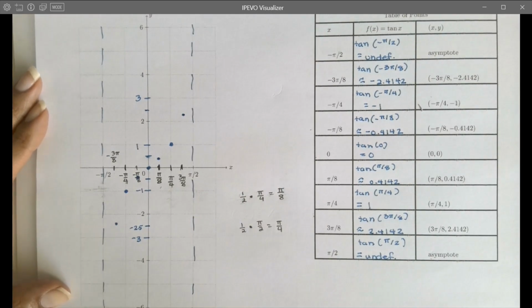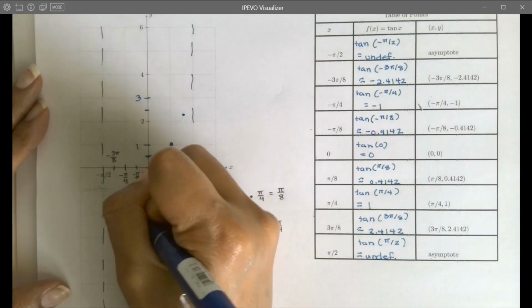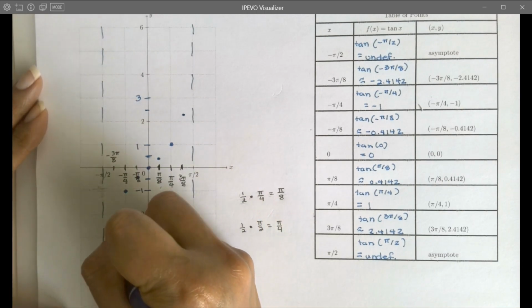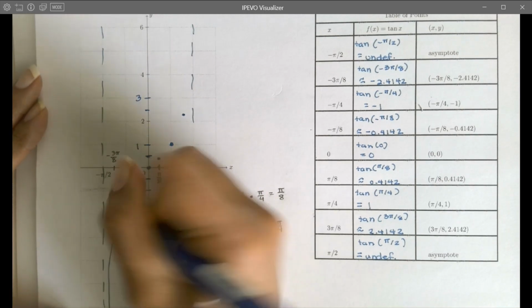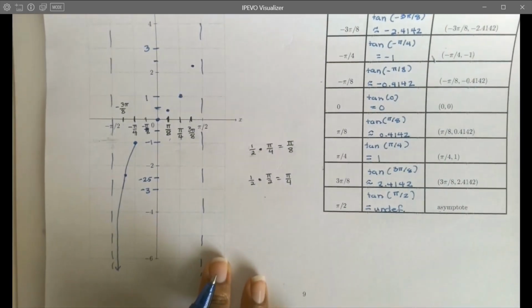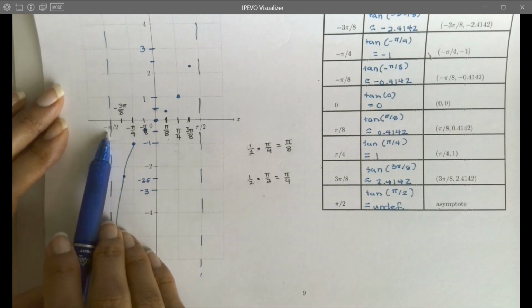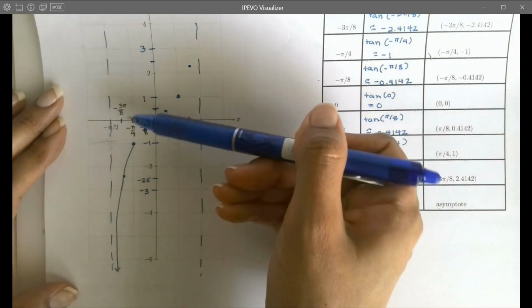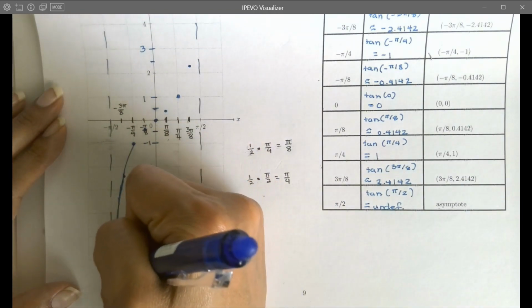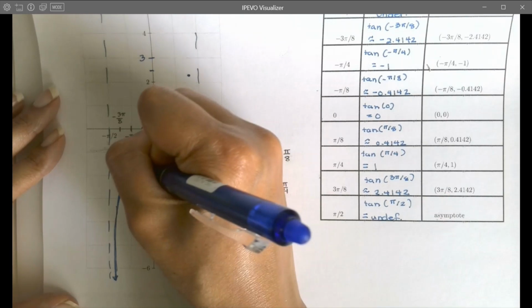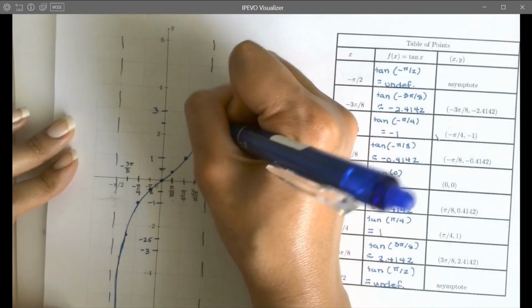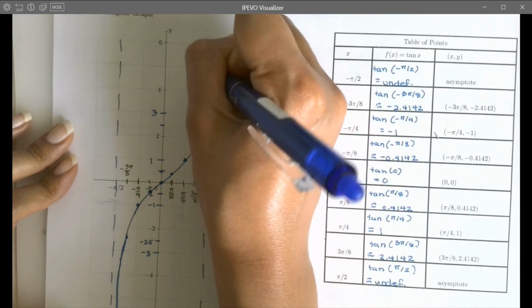Okay, so what does this mean for tangent? For tangent, we're going to have a curvy line, or I should just say a curve, that will go down to negative infinity if we try to get to negative pi over 2 from the right-hand side of the x-axis. So this is just going to continue to go down. And then we're going to pass through these points, and then it's going to shoot up to positive infinity.